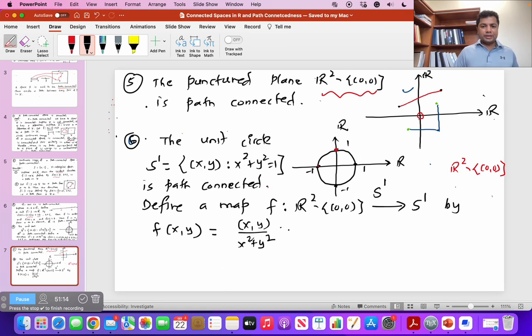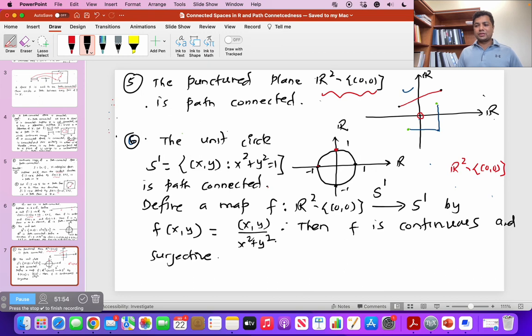So we have defined a map from the punctured plane to S1 using this relation. Then we can say that f is continuous. Obviously that one is continuous. You can see that each component is continuous, x and y are linear components, and the norm is just a number, so they are obviously continuous. So the whole map is continuous, and also it is surjective. It is easy to see that this one is surjective.